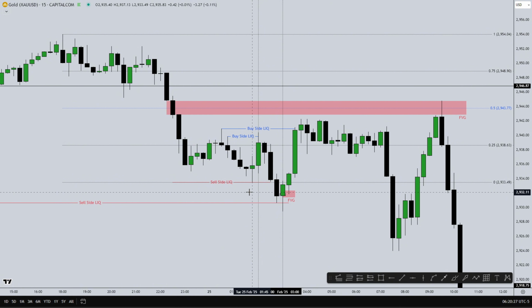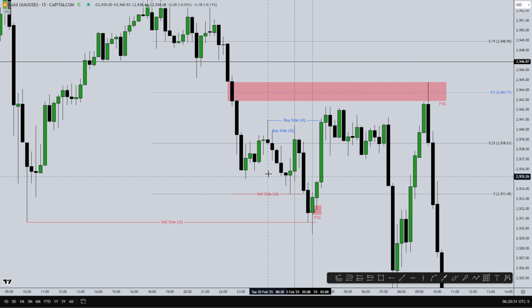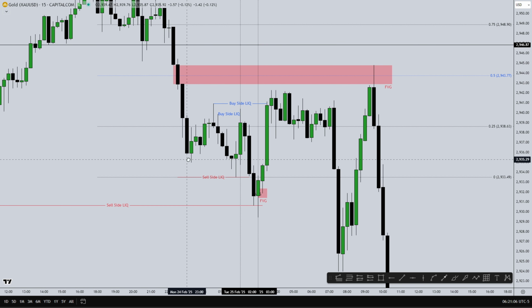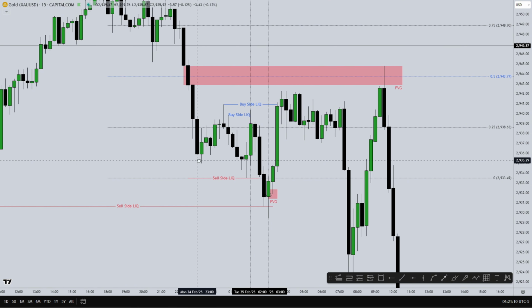Now, with that being said, after understanding that we are in a deep discount and you can't sell from this area, we still have two buy sides and this old fair value gap on the 15-minute time frame. So what should you do in this case? In this case, you should be looking for buys where most traders are selling.